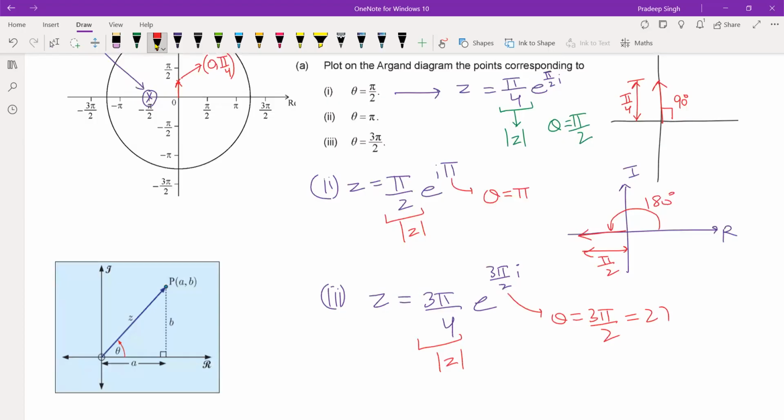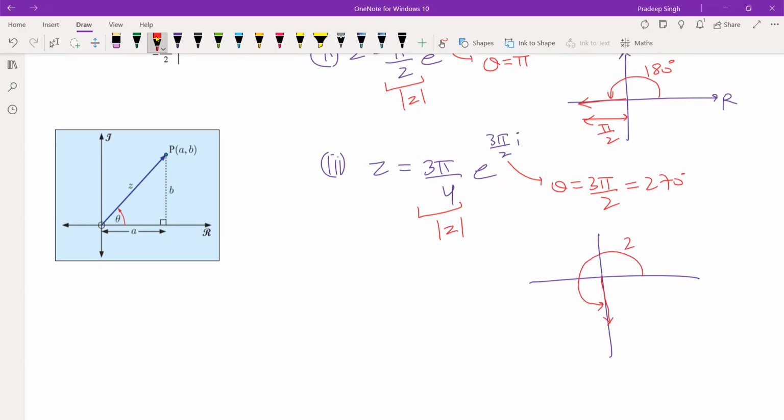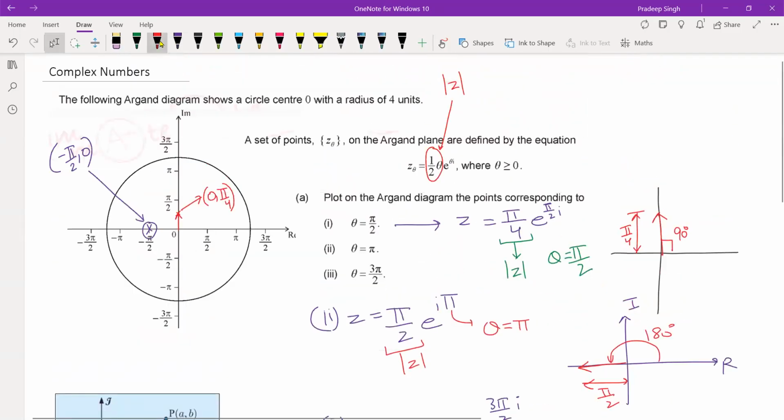3 pi by 2 is 270 degrees, which means now we need to draw a line segment which is at an angle of 270 degrees from the real axis. But remember, whenever we are dealing with angles, the angles go in the anti-clockwise direction. So we go 270 degrees in the anti-clockwise direction to get the complex number. And the length of this complex number has to be 3 pi by 4. So let's plot that in the original Argand diagram. 3 pi by 4 will be somewhere over here.